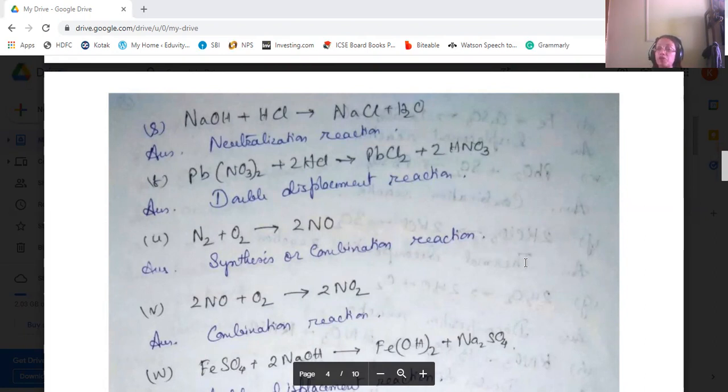That's a double displacement reaction, exchanging their radicals, negative and positive radicals. The two compounds exchange their radicals. So that's a double displacement reaction.